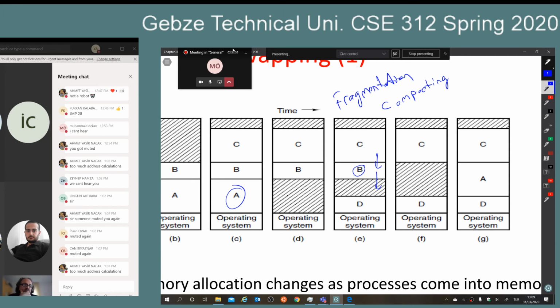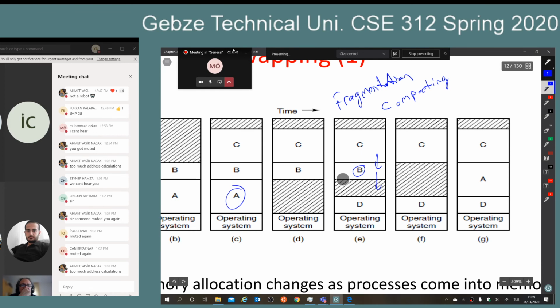But moving the whole program from one space to another space is too much work. That's going to be expensive. Maybe it is less expensive than writing B back to the disk.